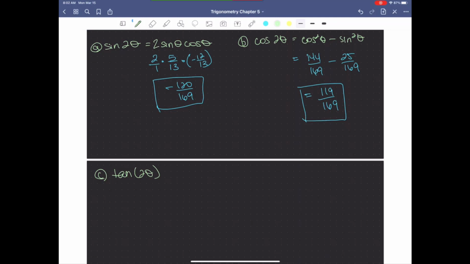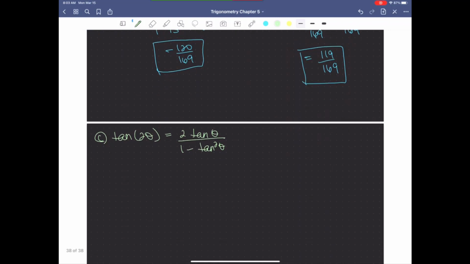So for the double angle of theta for tangent, if we look at our reference sheet, it's going to be 2 tan theta divided by 1 minus tan squared of theta, right?